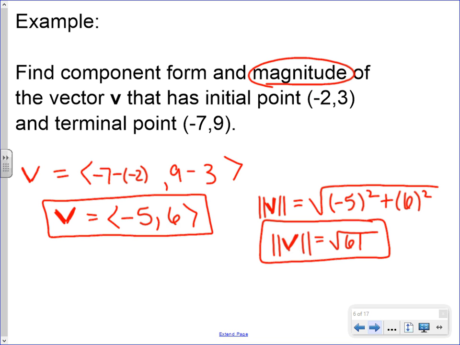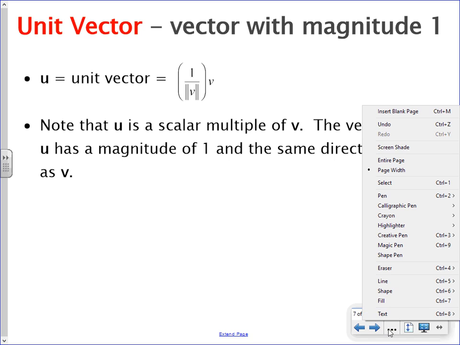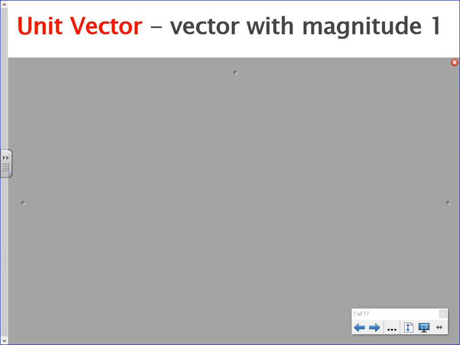Gotcha. Okay. Our next topic is a unit vector. Remember how our unit circle was a circle with radius 1? Our unit vector is a vector with magnitude 1. Okay. When you hear the word unit, I want you to think of the number 1.